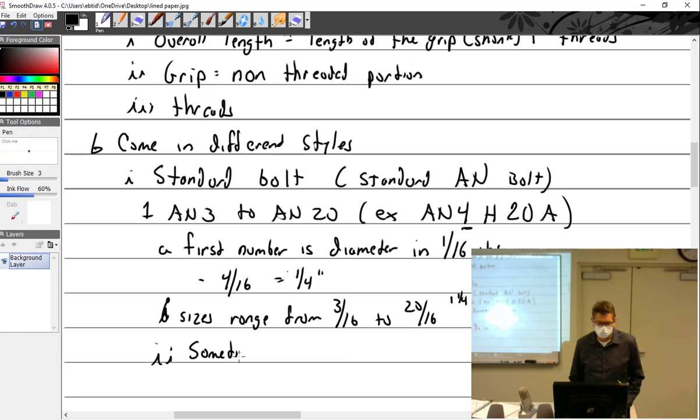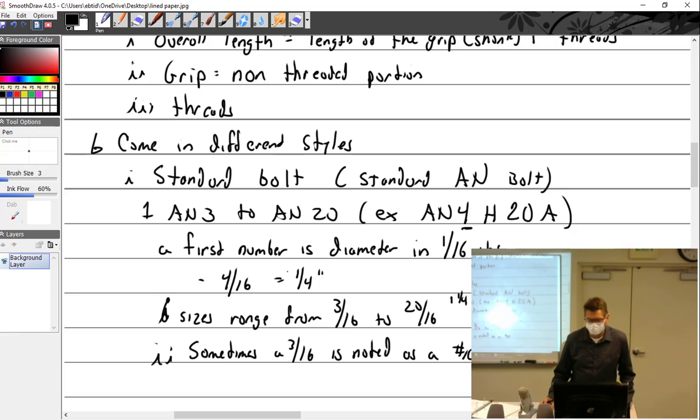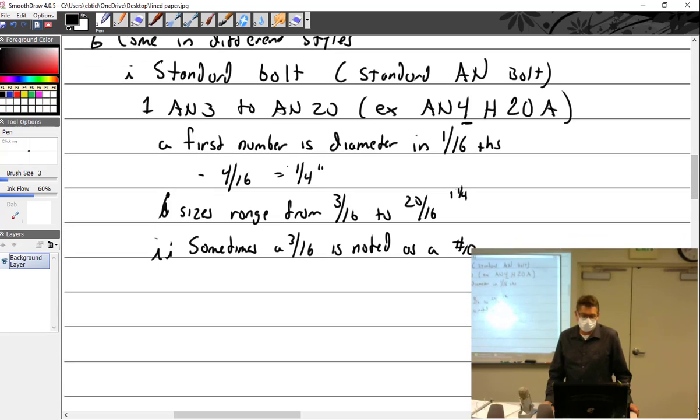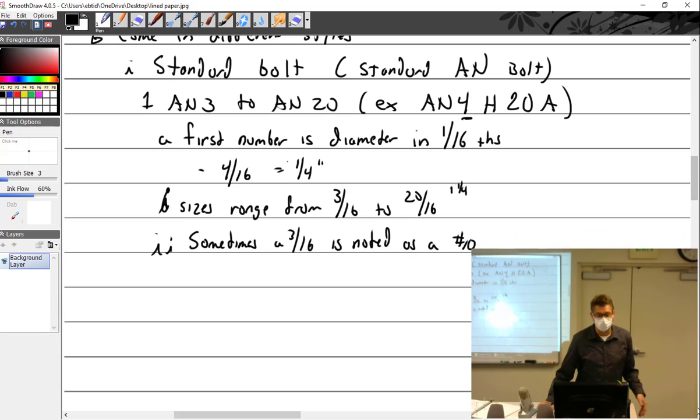Sometimes a 3/16, that's the smallest, is noted or shown as a number 10. And that has to do with screws. We're going to get into screws in a little bit, but a number 10 screw is the same as a 3/16 inch bolt. So sometimes they leave that off. I showed you that last week on a little chart where it goes 6, 8, 10, then quarter. It's like, well, wait a minute, what happened to 3/16? It's number 10. All right, so we got the first number.